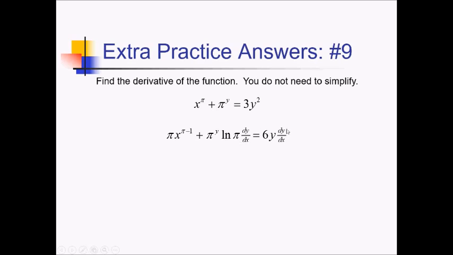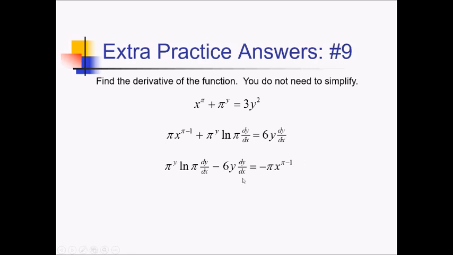Next, we get the dy over dx's to one side and other stuff on the other side. So this pi to the y ln of pi dy over dx term can stay on the left. We're going to subtract 6y dy over dx to get it over there with the other dy over dx term. And this pi x to the pi minus 1, we're going to subtract that to move it to the other side, since it does not have a dy over dx.